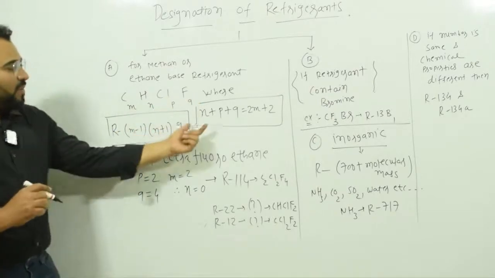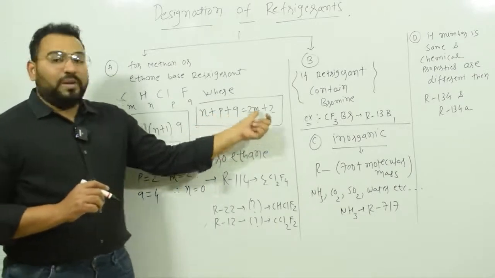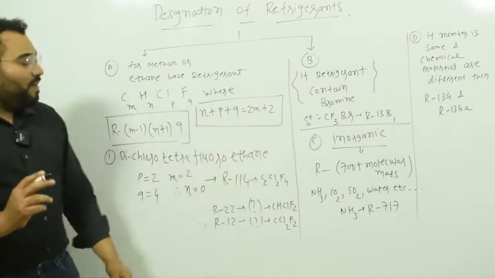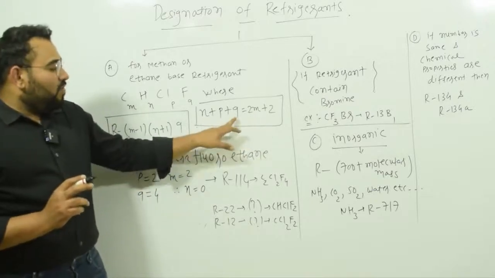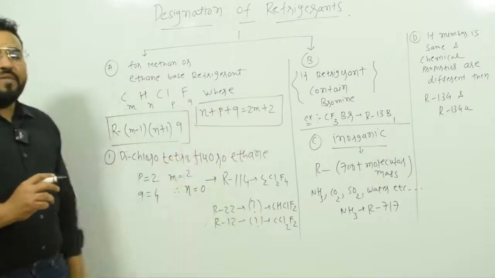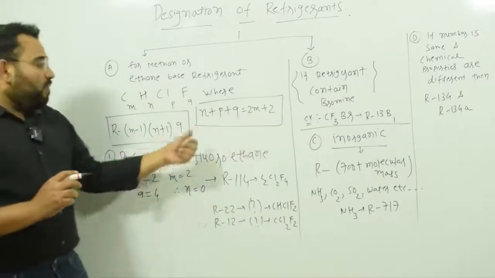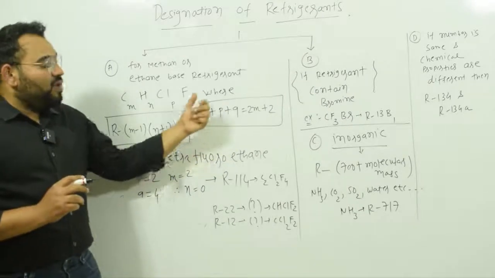Okay, so you have to remember this: N plus P plus Q is equal to 2M plus 2. This equation is very important. Why? Because sometimes you have the value of N, you have the value of M, you have the value of Q, but you don't have the value of P. So by using this equation, you can find the remaining number of atoms for either P, Q, N or M.